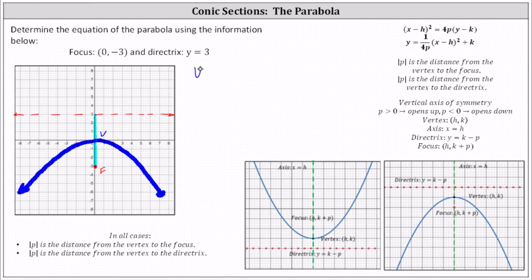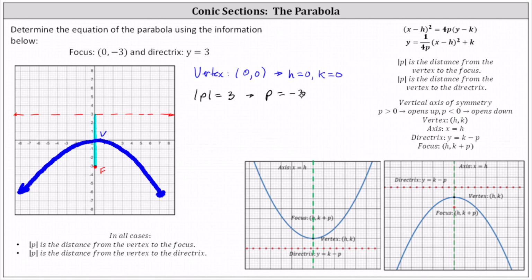The vertex is the origin, which is (0, 0), which indicates once again h equals 0 and k equals 0. Notice the distance from the vertex to the focus, as well as the distance from the vertex to the directrix, is 3 units. We know the absolute value of p equals 3, but because the parabola opens down along the negative y-axis, in this case, p is -3.